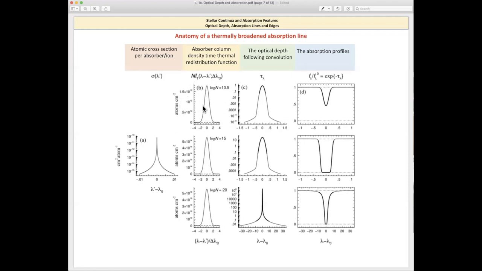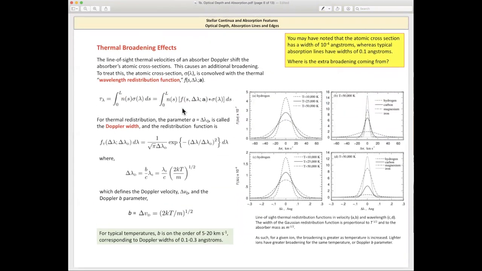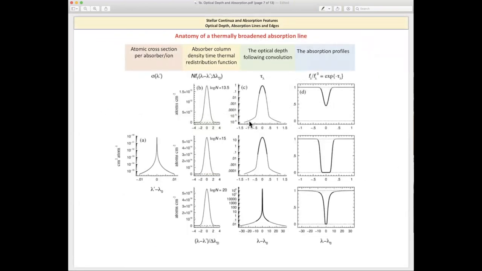This is a small cloud, okay? It has some atoms that are absorbing. The distribution of the atoms and the size of the cloud and density are such that this is what the redistribution function looks like. When I convolve these two together, I get out this function here. Little Fourier transform for you. This is the optical depth. I performed this integral here at each wavelength, so you can get out what's going on at each wavelength. So I perform that integral at each wavelength and I get out this profile, the optical depth.